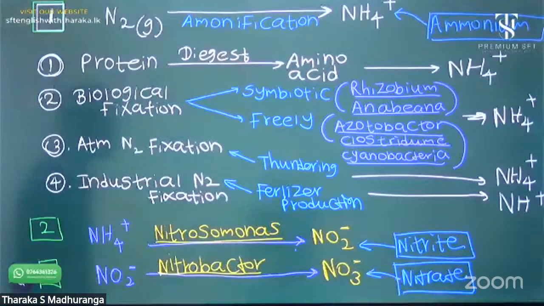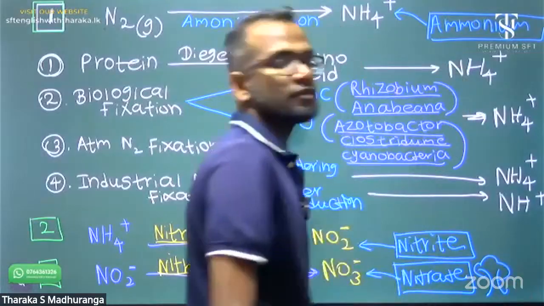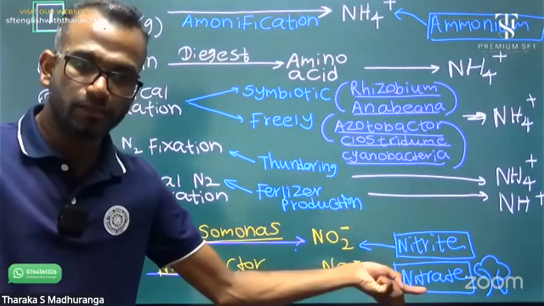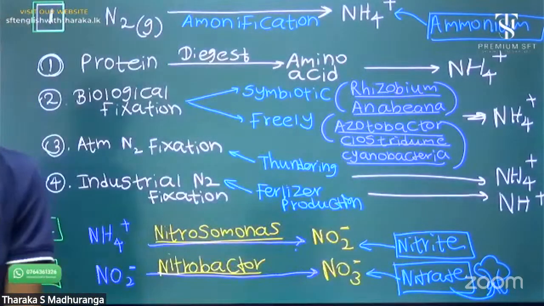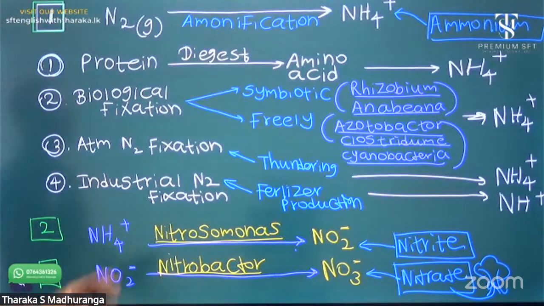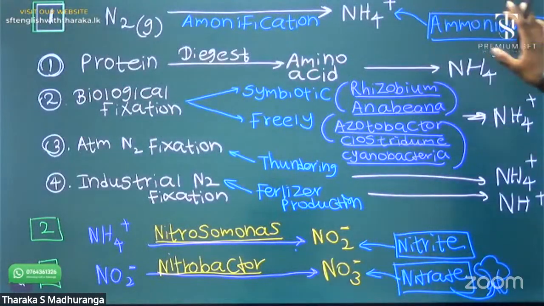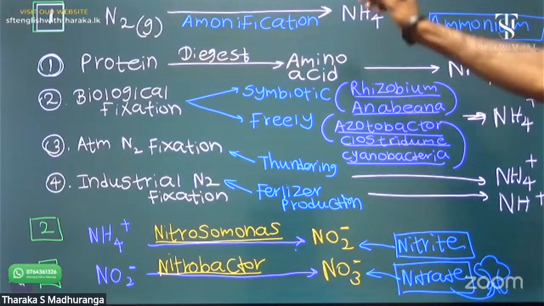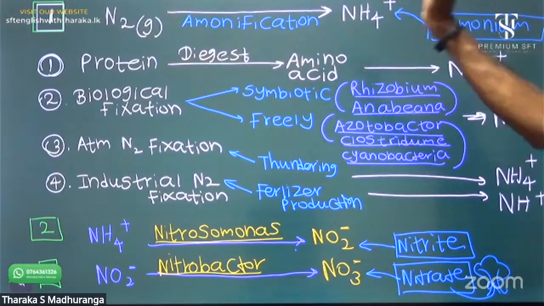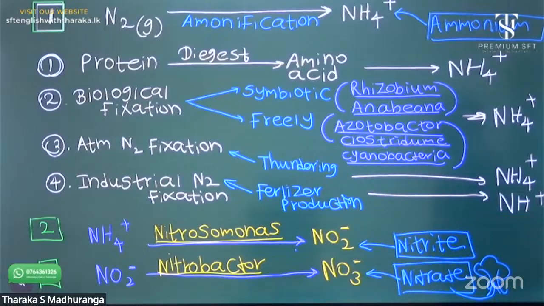This is a plant available nitrogen type. The plant can absorb it. This is the full nitrification. If you want to make a screenshot or note down, this is the full nitrification. Mainly 3 steps: ammonification, nitrite production, nitrate production.